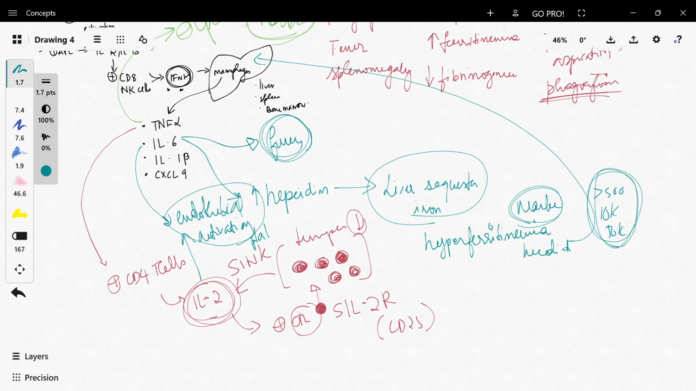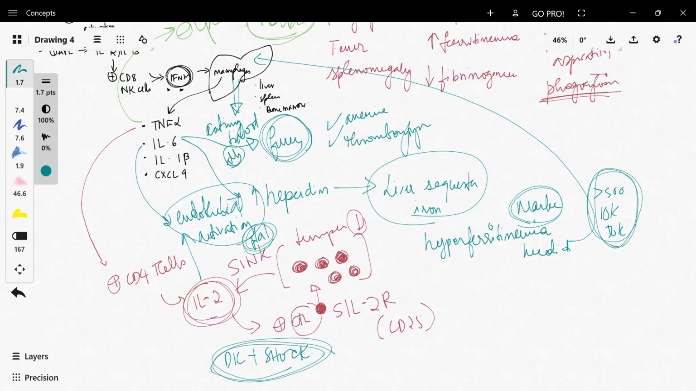And this is what causes the platelet consumption. It's tying into the bicytopenia, which is when the macrophages start eating up blood cells, right? And you have the anemia and thrombocytopenia. And this also causes the consumption of platelets and this DIC plus shock kind of picture that can be seen with HLH.